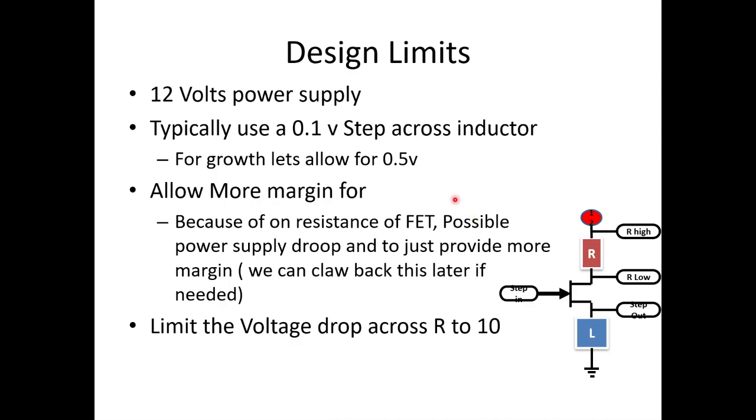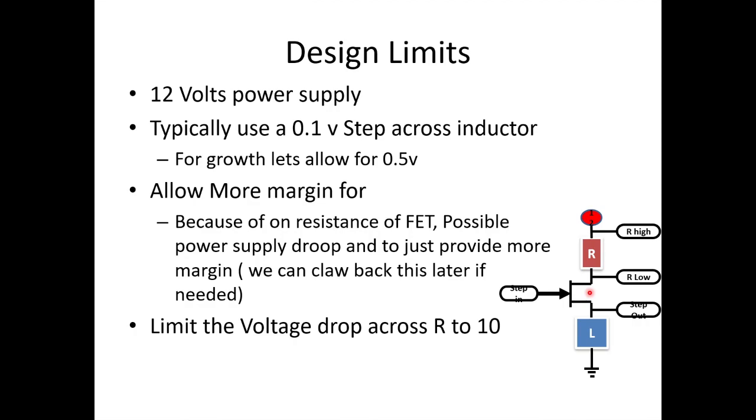But for growth, what we're going to do is allow 1/2 a volt across the inductor, in case we've got these really big inductors where we need more voltage because they have a lot of internal resistance. So we're going to allow this to go up to 1/2 a volt. So that'll leave 11.5 volts of margin here. Now we're going to take up more of the margin, because if we allow the resistance of this inductor to be up to 1 volt, we might have a significant voltage drop across here. And there might be a voltage drop across there for other reasons.